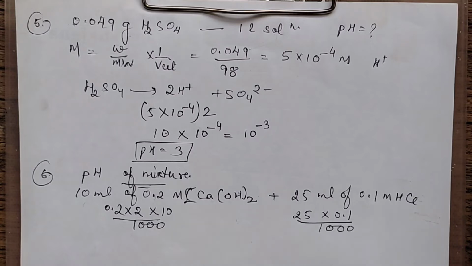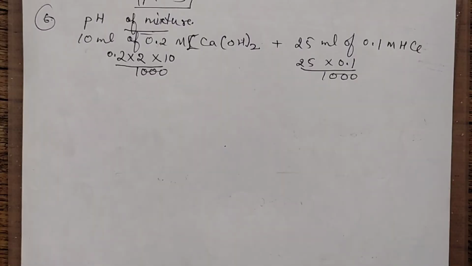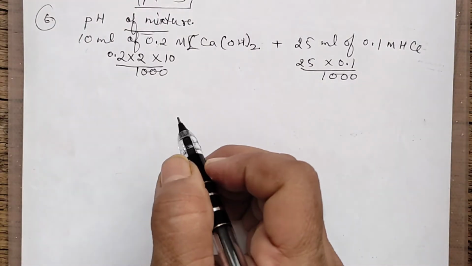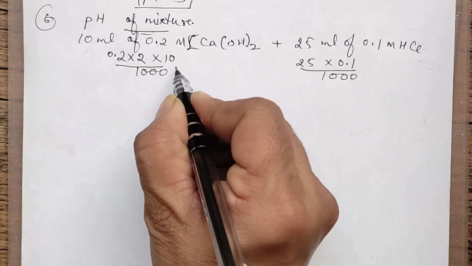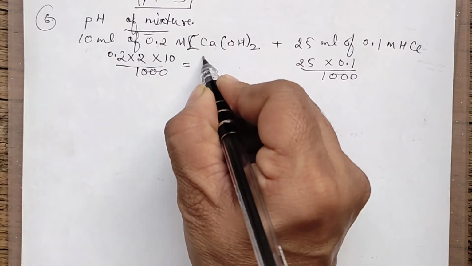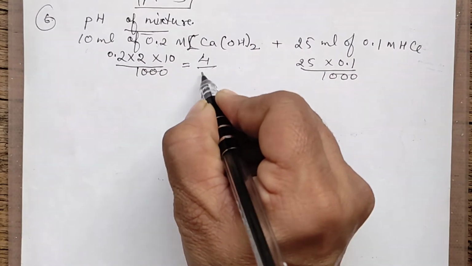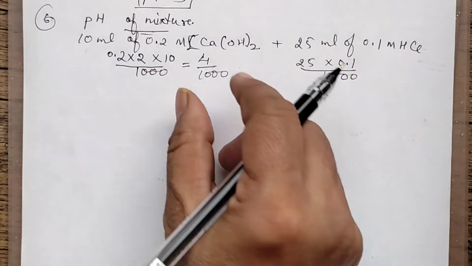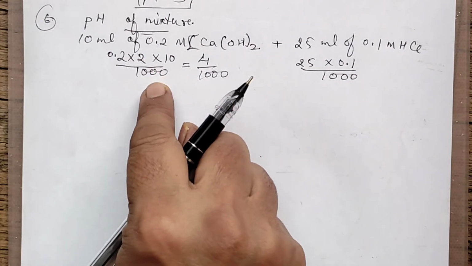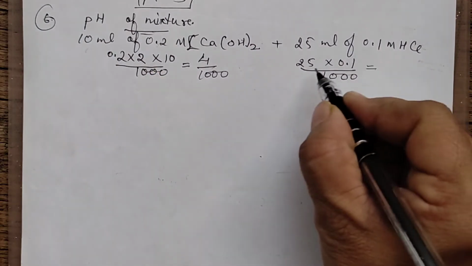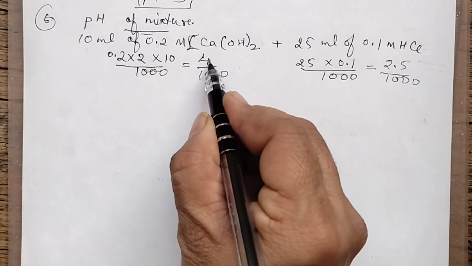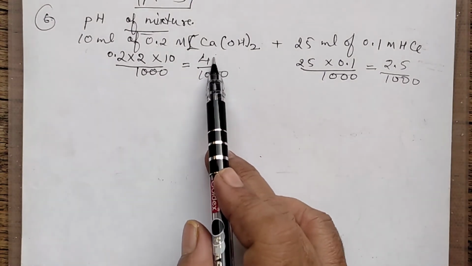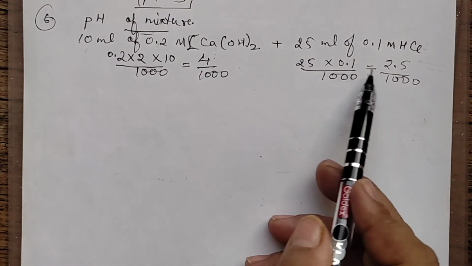Or if we want, we can leave it like this also, because we'll be dividing by volume again. Now we found the molarity volume product for both. When we multiply, we'll get the right answer. This is 4 divided by 1000, since I've converted the volume into liter. The other will be 2.5 divided by 1000. The base product is more than the molarity volume product for the acid.